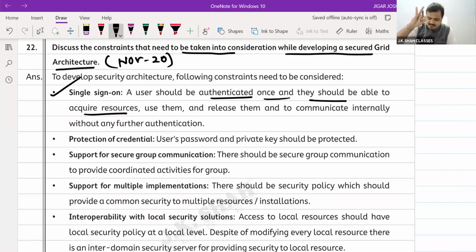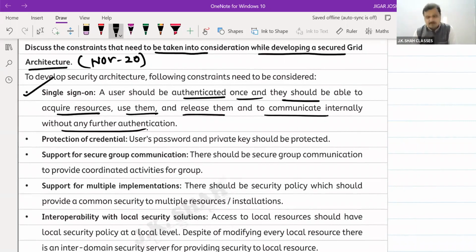I can use your RAM. Yes. I can use your processor. Yes. I can use your storage. Yes. Further, use them, release them, and communicate internally without any further authentication. So first one, sir, single sign-on. User should always be authenticated once and not again and again.